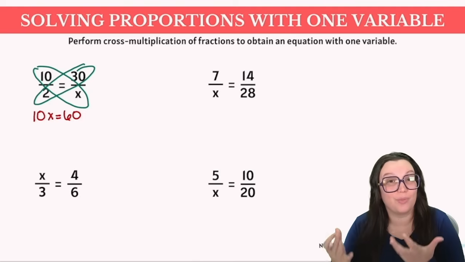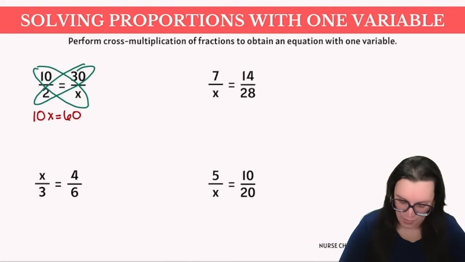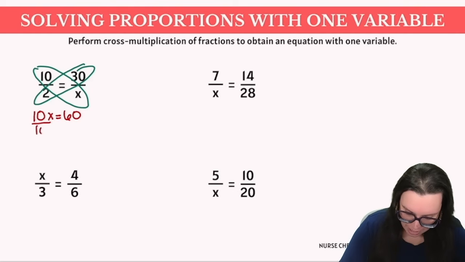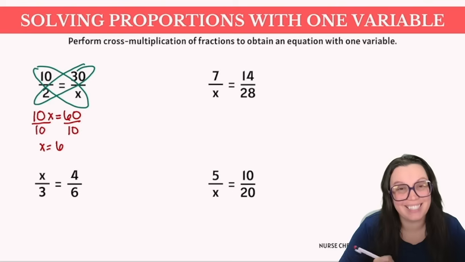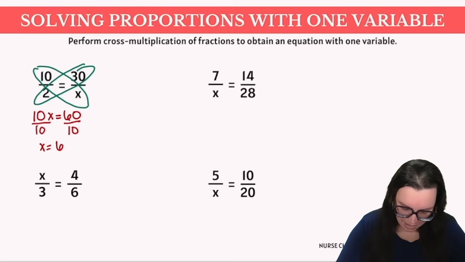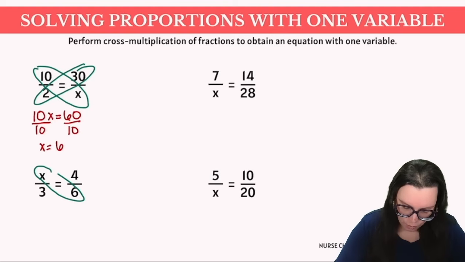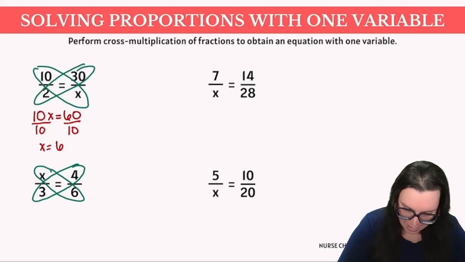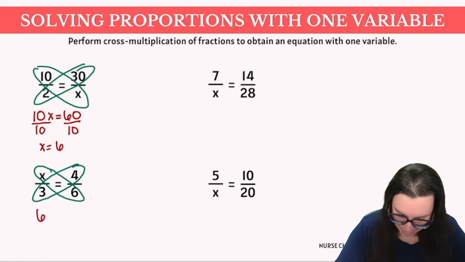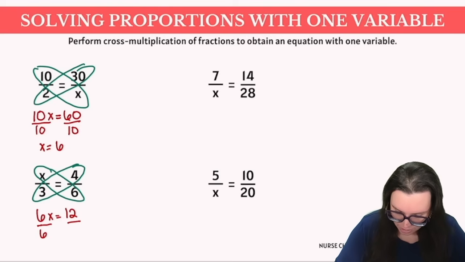Now we have an algebraic expression and we just need to solve for x. We do so by dividing each side by 10, and that is going to give us x is equal to 6. Let's try another example. Down here we have x over 3 is equal to 4 over 6. Again, we are going to cross multiply our fractions, and that is going to give us 6x is equal to 12. We have our algebraic expression, so we're going to divide each side by 6 to isolate x, and that is going to give us our correct answer of x is equal to 2.